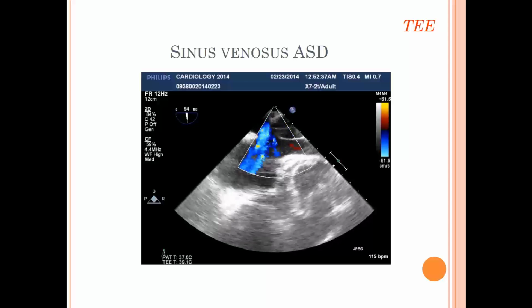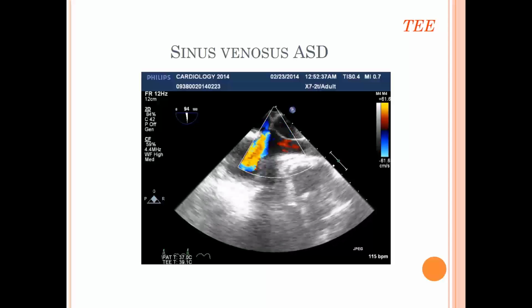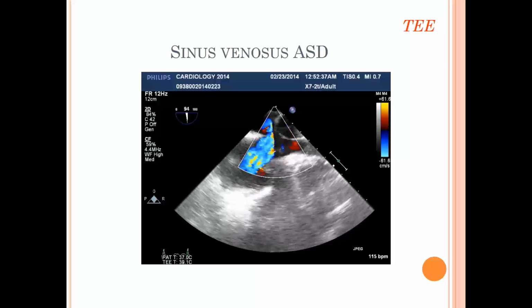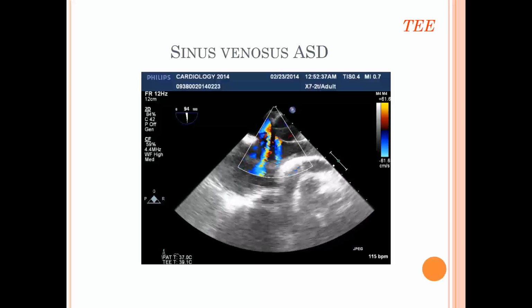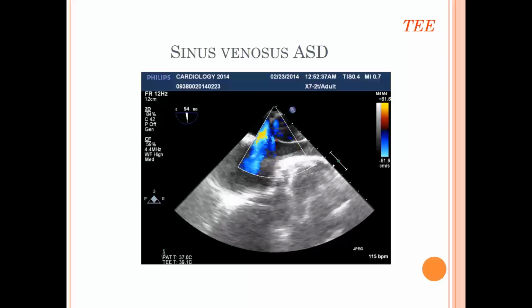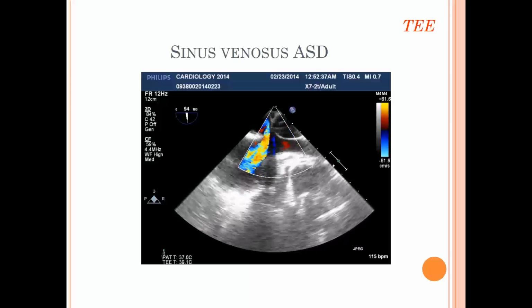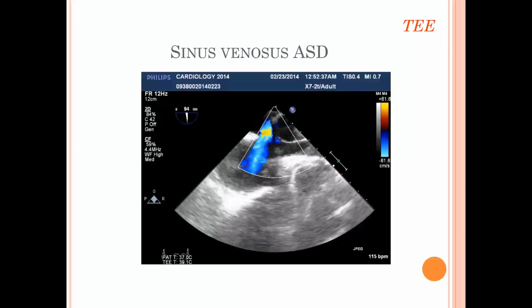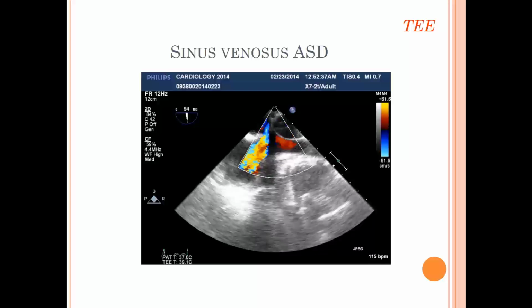Again, this is at the level of 90 degrees transesophageal echo. This is the SVC, and there is a shunt of flow between the interatrial septum and the SVC. This is a case of sinus venosus ASD.